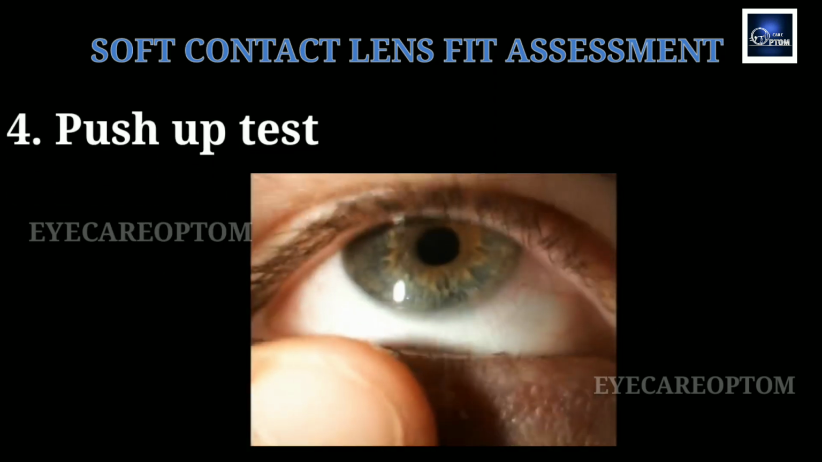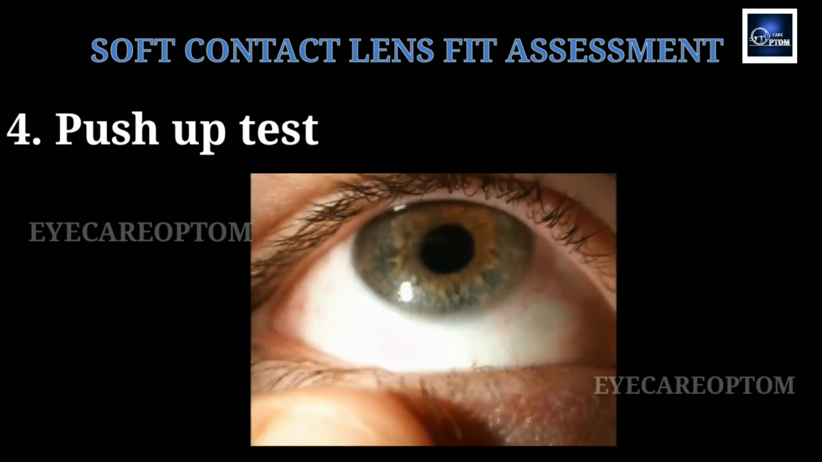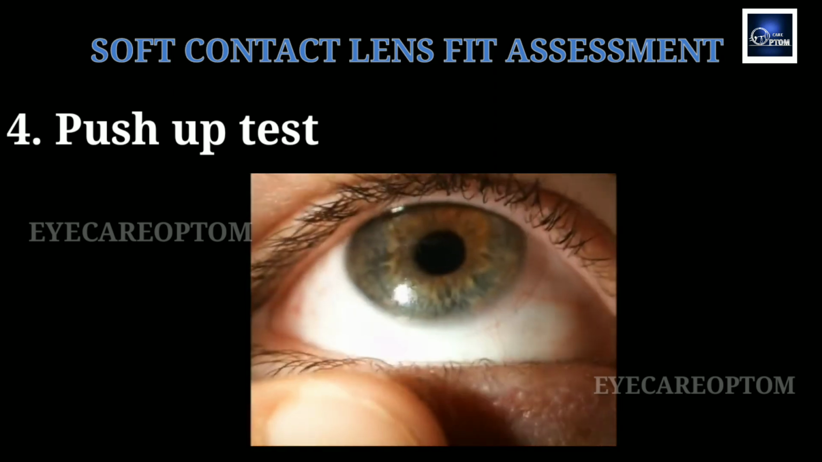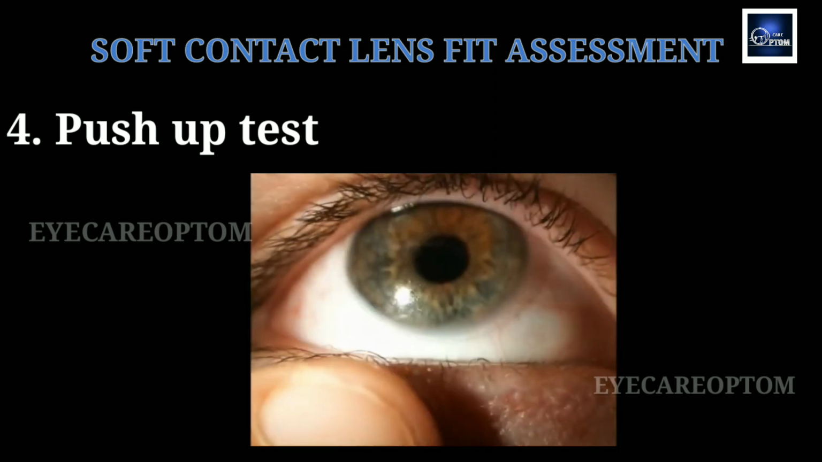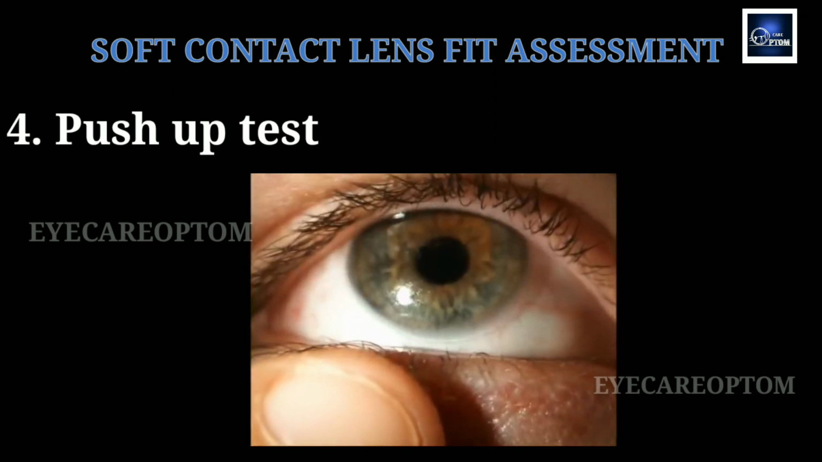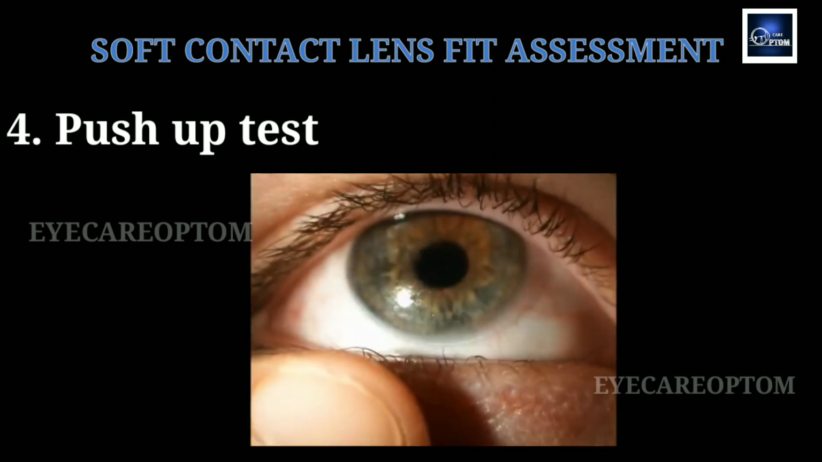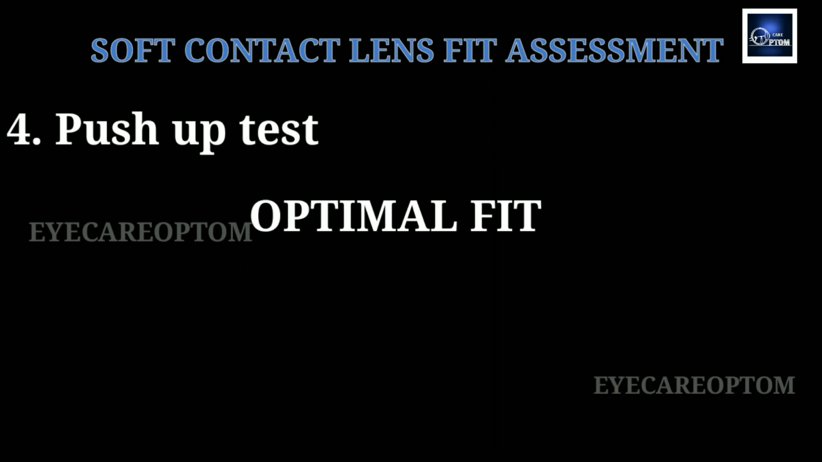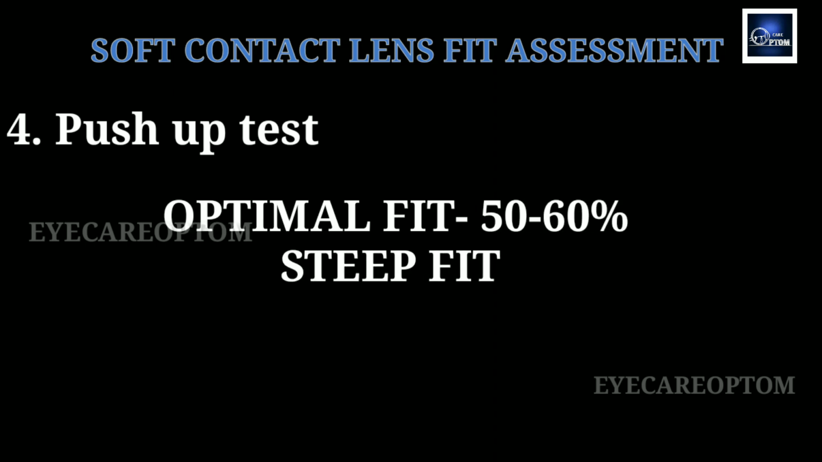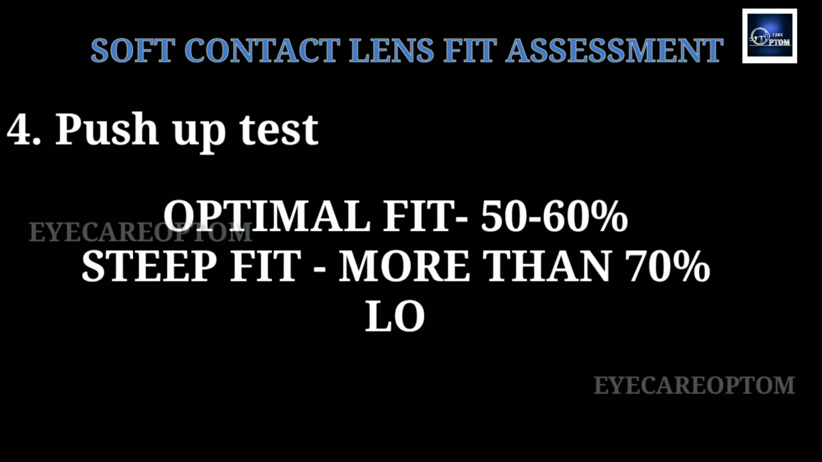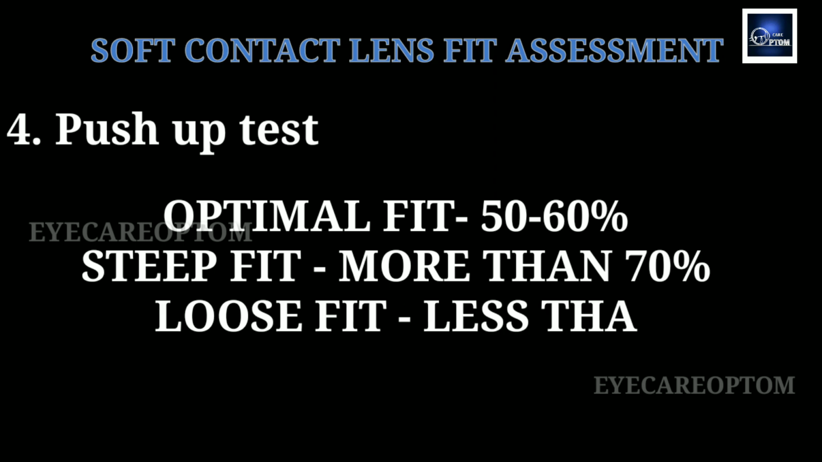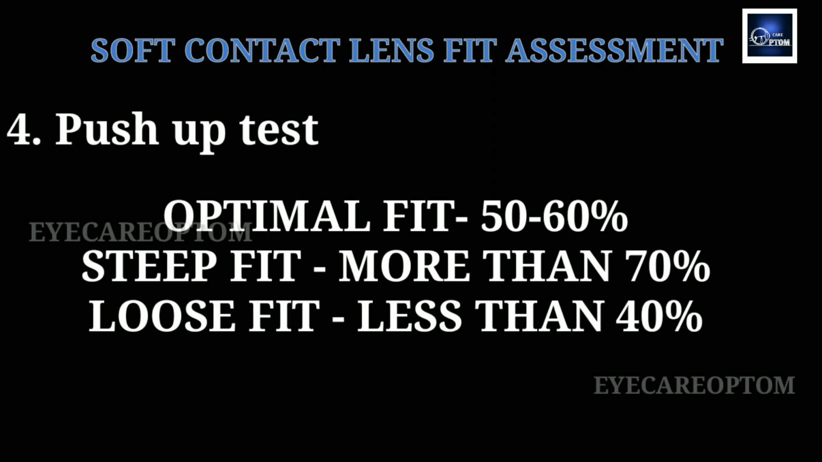Fourth one is push-up test. In this test, the lens will be pushed with the finger with the use of lower lid. Here we need to observe 2 things. One is pressure we are applying to push the lenses. In optimal fit, 50 to 60% pressure needed to push the lenses. In stiff or tight fit, we need more pressure to push the lenses, more than 70%. In flat or loose fit, only less pressure needed, less than 40%.